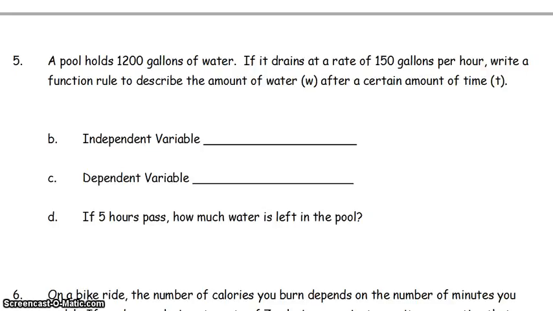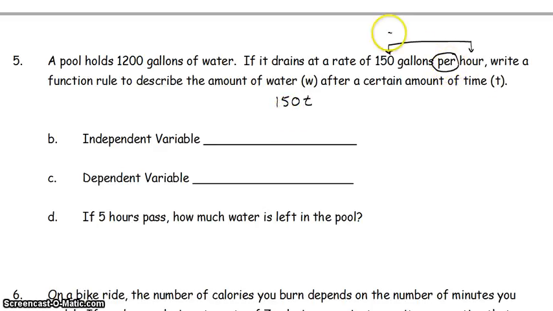So for number 5, it says that a pool holds 1,200 gallons of water if it drains at a rate of 150 gallons per hour. That means 150, and the number of hours is what I'm going to be multiplying. The word per means multiply. Write a function rule to describe the amount of water, W, after a certain amount of time, T. Hour is a time, so I know in my function rule I'm going to have 150 times T. And that comes specifically from the word per.